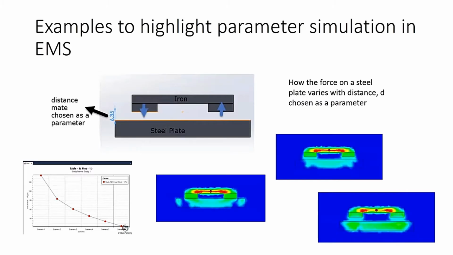In the first example, we have a magnetic arrangement which is designed to attract a steel plate. The objective of this simulation is to understand how the force varies with the gap, which is actually specified by a distance mate in SolidWorks. To do this type of simulation, we set the gap distance as a parameter. And now let us take a look at this example using SolidWorks and EMS.